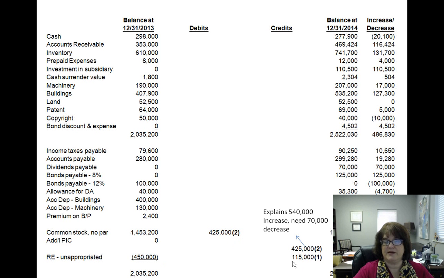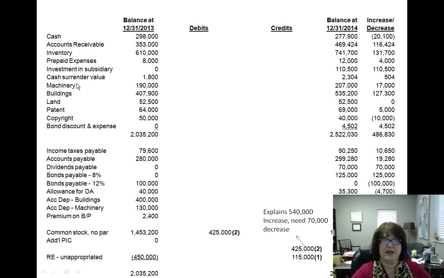Now what happens here is, if you look at these 2 credits to retained earnings, I've explained a total of $540,000 increase in retained earnings, but in fact there was a $470,000 increase. So I still need to show something that decreases retained earnings by $70,000. In other words, I'm not through with retained earnings, is what I'm saying.